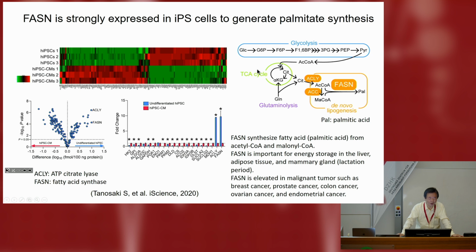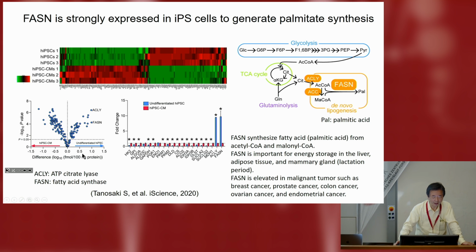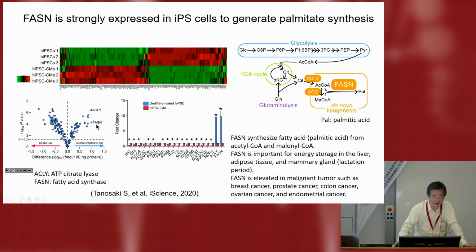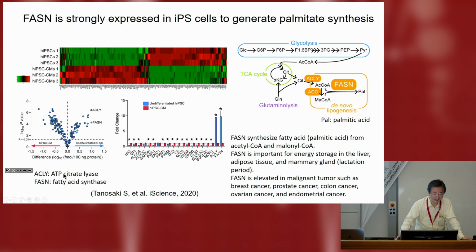So we first performed messenger RNA transcriptome analysis. The left upper panel indicated a heat map analysis. These are the human iPS cells and these are the human iPS cell-derived cardiomyocyte. Left lower panel indicated volcano plot analysis. As you can see, iPS cell strongly expressed FASN and ACLY. So what is ACLY and FASN? ACLY is an ATP citrate lyase, and FASN is a fatty acid synthase.